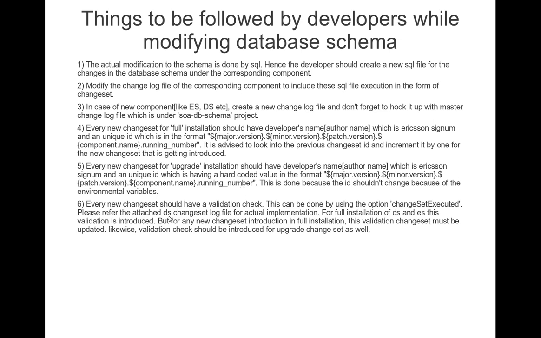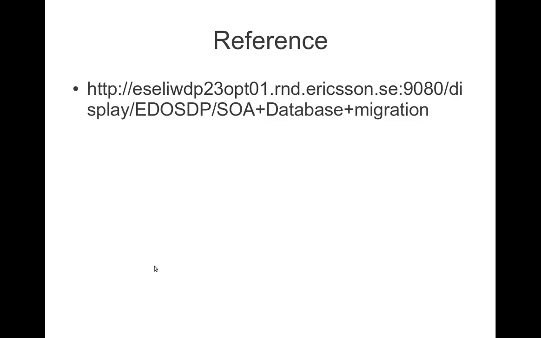The other thing is the validation check. Whenever we introduce a new change set, we should make sure that we also modify the validation check, so that whenever the admin sees the particular validation check, they can easily say that all the change sets were executed successfully. I have given my Confluence page link here.